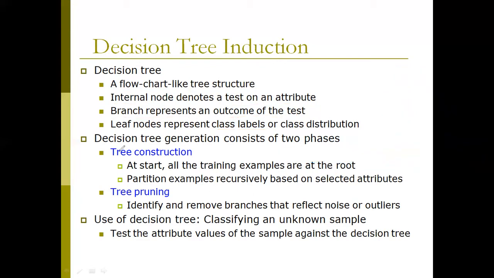Next, decision tree generation consists of two phases. The first phase is tree construction. The second one is tree pruning.